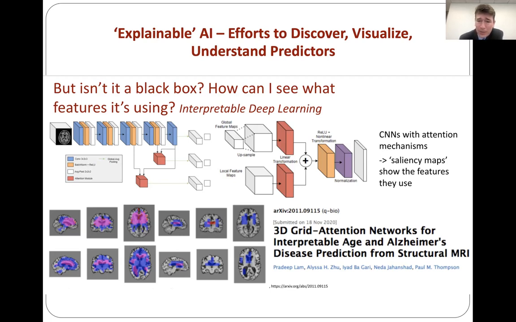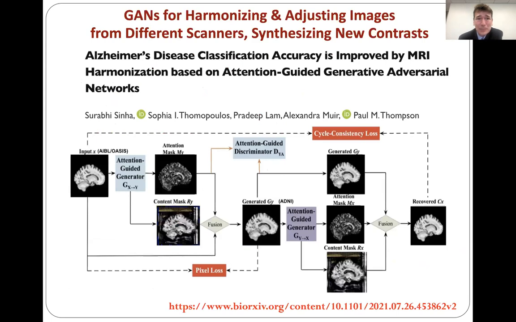Some of these methods use attention-guided networks to discover patterns in the images that are being used for making predictions. Also, ablation of features in the image to find important aspects that are useful for making predictions. And this is really helping to discover features that we never would have suspected were there in making diagnostic decisions.